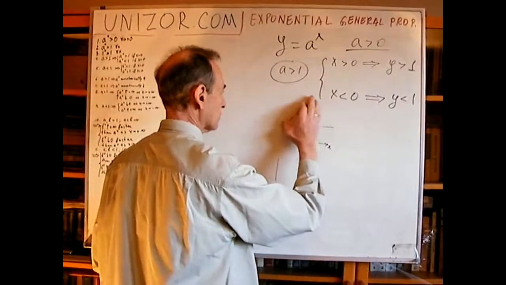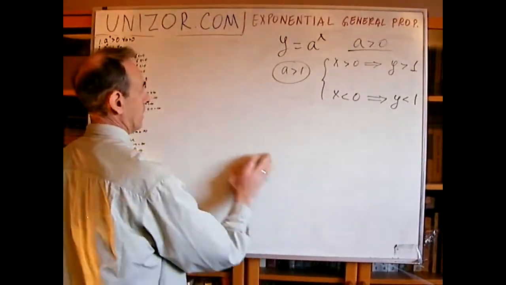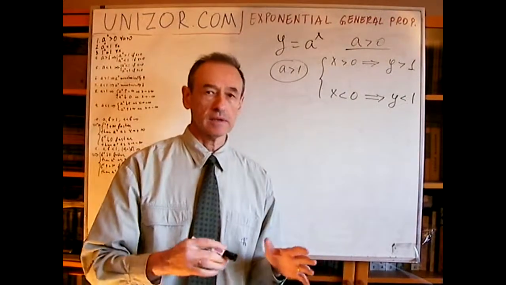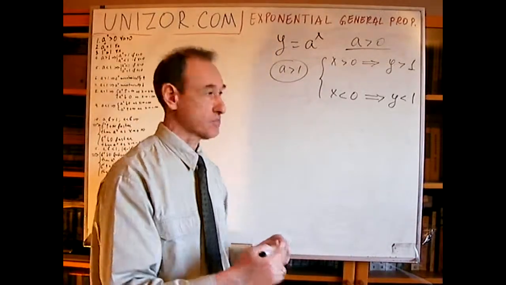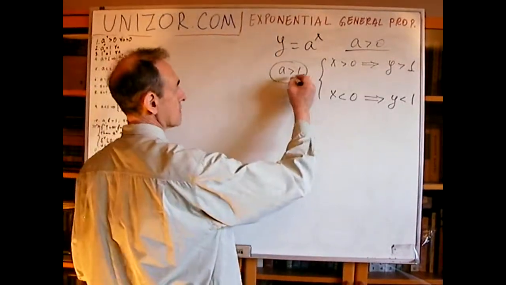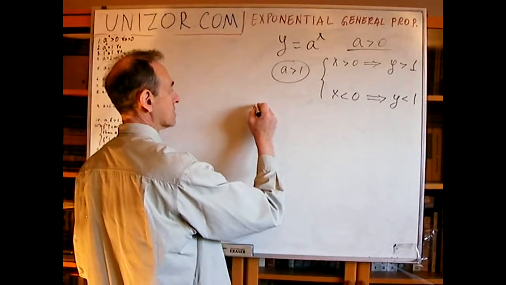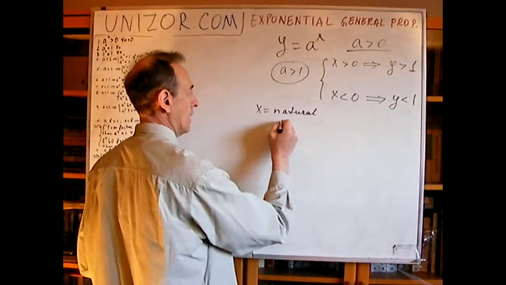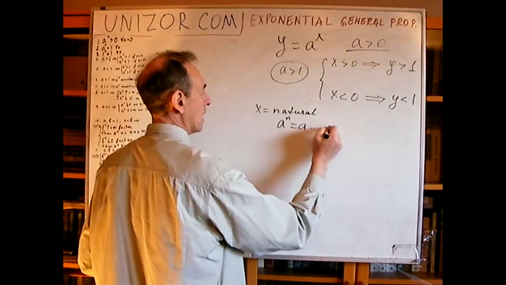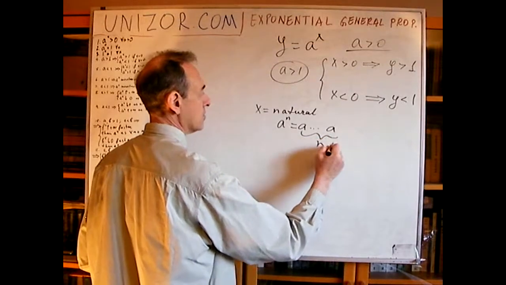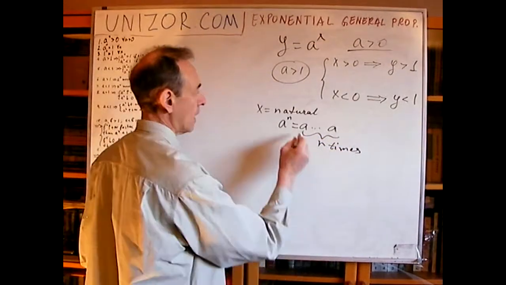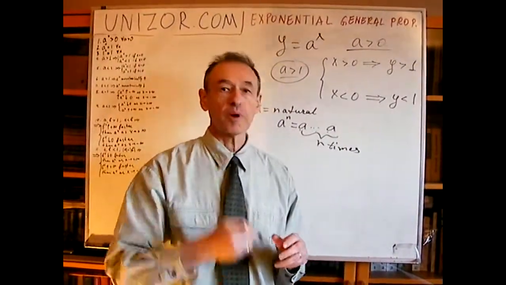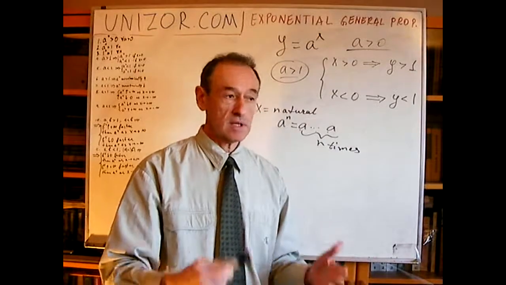Now let's prove it. Forget about the graph. Let's prove it. The proof is done in exactly the same fashion as before. First, let's consider this case. So if x is natural, a to the power of n is a times a times a, n times. Now each a is greater than 1, as we are saying. Now multiplying a greater than 1 number by a greater than 1 number results in a greater than 1 number.